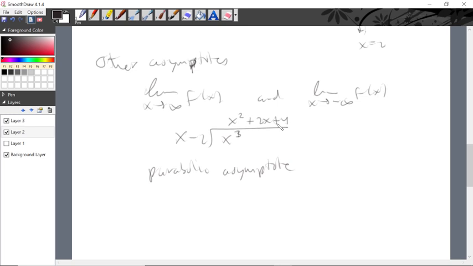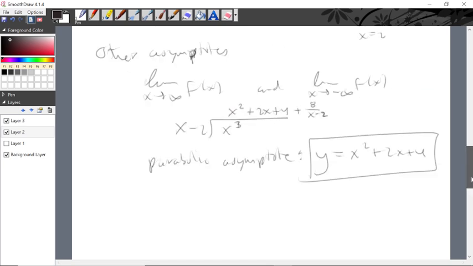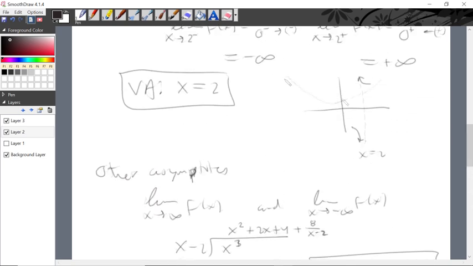Okay, there was a remainder here, right? It was plus 8 over x minus 2. So the parabolic asymptote has equation y equals x squared plus 2x plus 4. And so now we can include that on our graph as well. Okay, something parabolic, and that's the asymptote right there.